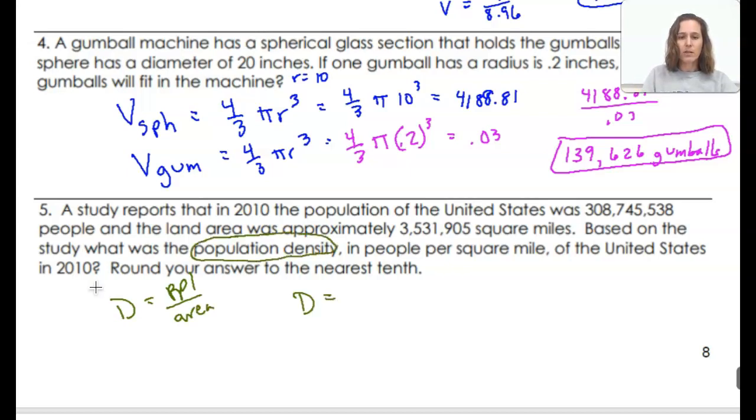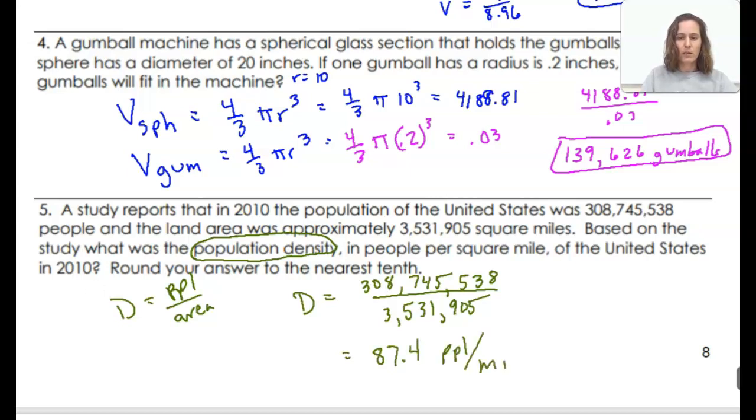We know the population was 308,745,538, and we have to divide that by the square miles of 3,531,905. When you plug that in, you would get 87.4 people per square mile.